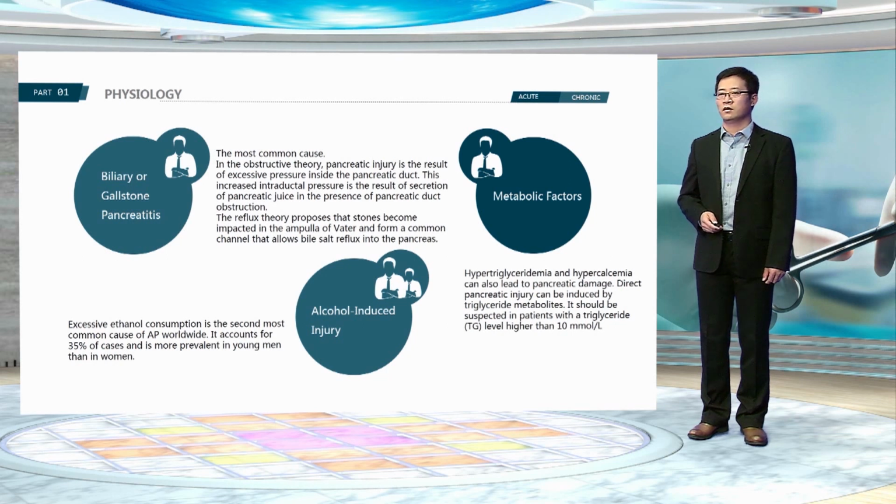The third one is metabolic factors. Hypertriglyceridemia and hypercalcemia can also lead to pancreatic damage. Direct pancreatic injury can be induced by triglyceride metabolism, and it should be suspected in patients with hypertriglyceridemia.